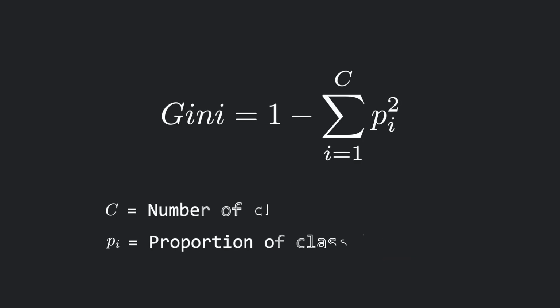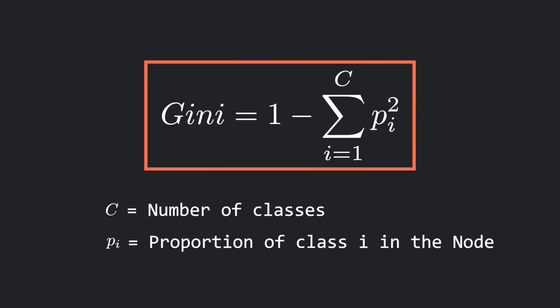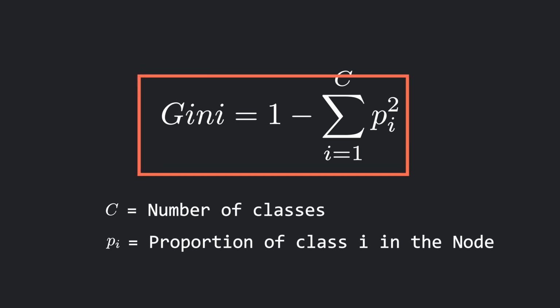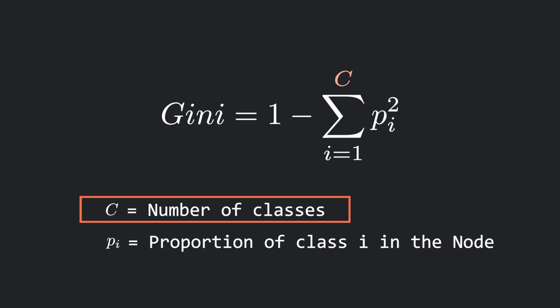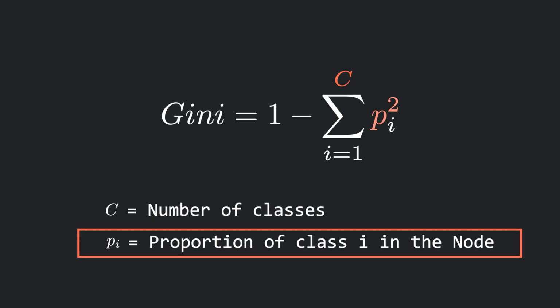Gini Impurity basically measures how often a randomly chosen element would be misclassified if it were randomly labeled according to the distribution of classes in a node. The formula for Gini Impurity looks like this. Here, C is the total number of classes. In our case, we have only two output classes, bird or not bird. And this p_i is the proportion of class i in that node.